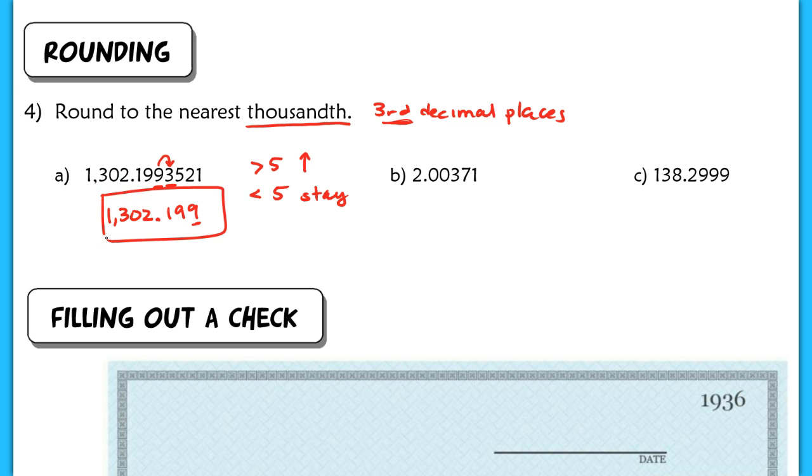In B here, again, I want to round to 3 decimal places. Now, my 3rd decimal place here is a 3, so I'm going to look 1 after that. So I actually ignore the 1 completely. I'm just looking at the 7. Since the 7 is greater than 5, I'm going to round up. That means I'm changing the 3 into a 4. So this would be 2.004 or 2 and 4 thousandths.